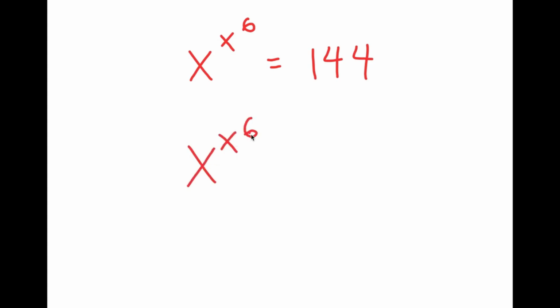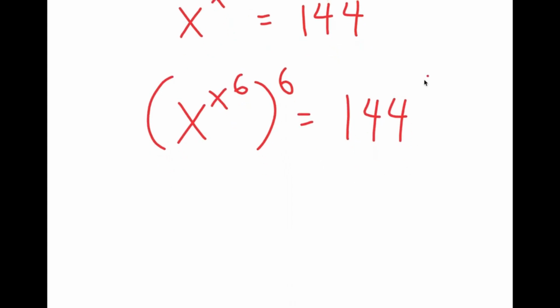Alright, so in this video, I'm going to solve the equation x to the power of x to the power of 6 is equal to 144. So to solve this, I'm going to first start by taking the power of 6 on both sides. So I get x to the power of x to the power of 6 to the power of 6 is equal to 144 to the power of 6.